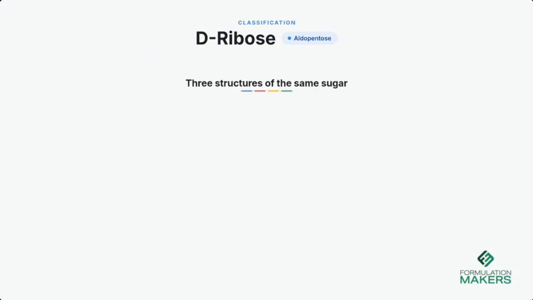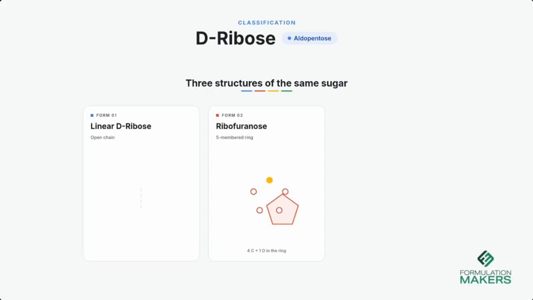It also doesn't stay in just one shape. You can see D-ribose as a linear structure, or in ring forms called ribofuranose and ribopyranose, which are the same sugar arranged in different structures.